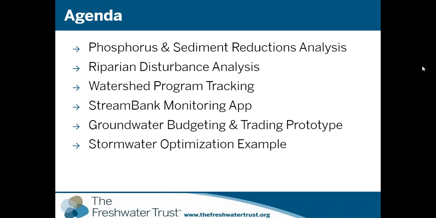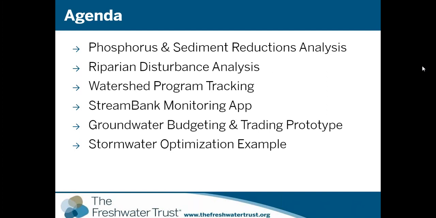And then look at how we track that program on the watershed scale as we're implementing it, as we've been doing for the last 4 years. We'll touch on the StreamBank monitoring app, which is an application that our field staff uses when they are out in the field, especially collecting photo points and other metadata to demonstrate that the sites that we are implementing are reaching the quality standards that are required over time to generate these credits.